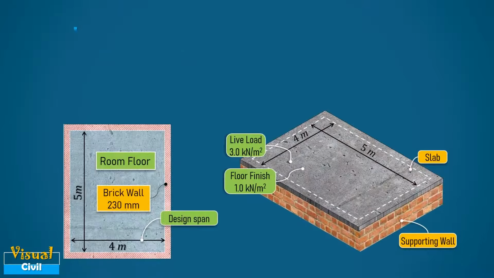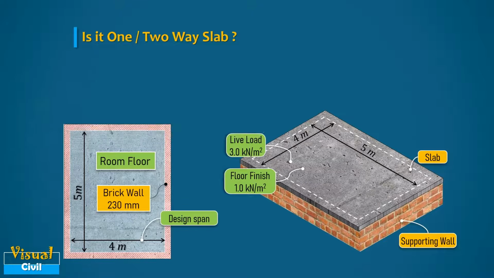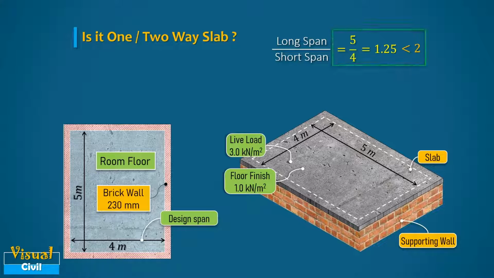To start with the solution, let us decide whether the slab is one way or two way. As per SP 34 clause 9.3.1, when the slab is supported on four sides and the aspect ratio of long span and short span is less than or equal to 2, then the slab will be treated as two-way slab. We have longer span as 5 meter and shorter span as 4 meter. The ratio of longer span to shorter span is equal to 1.25, which is less than 2. Hence, this slab will be treated as two-way slab.